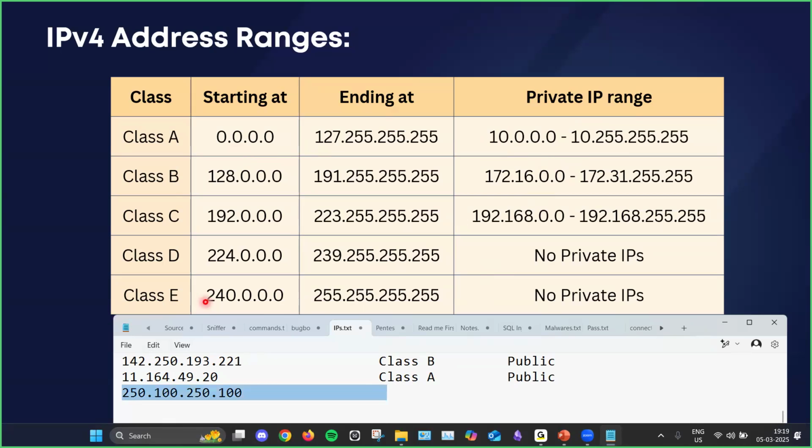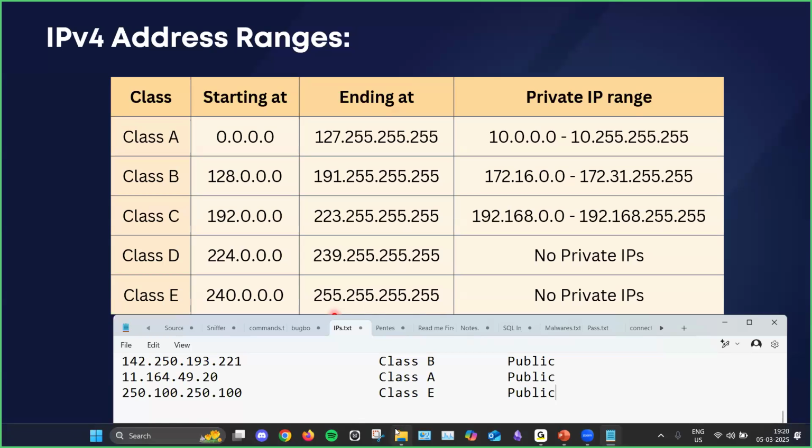Okay. Last number, 250.100.250.100. 250 falls between 240 and 255. So therefore, this is class E. And since in class E you don't have any private IPs, it's a public IP by default. Okay, so that is how you categorize which IP falls in which category and whether it's public or private.